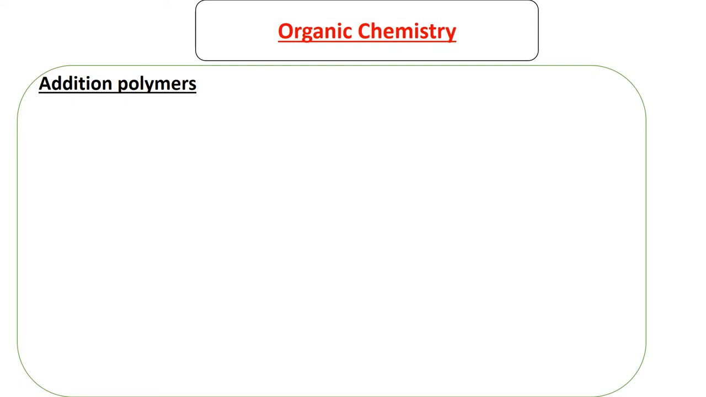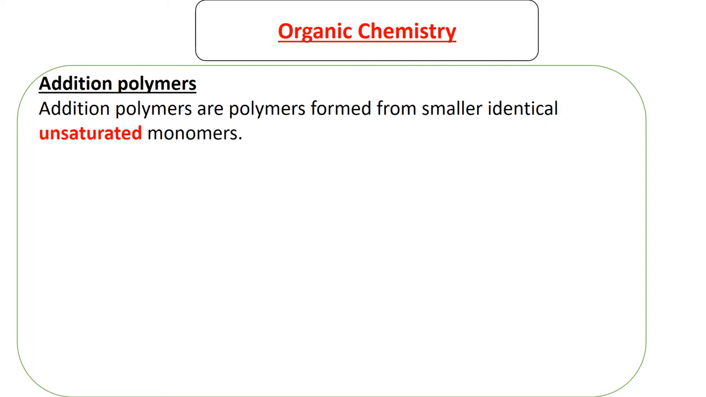So now we go to the first type of synthetic polymers, which are called addition polymers, which I say are produced by the process of addition reaction. So addition polymers are polymers formed from smaller identical unsaturated monomers. So in addition polymers, we're talking about alkenes participating in the formation. Alkenes are unsaturated. And remember, alkenes are more reactive than alkanes.